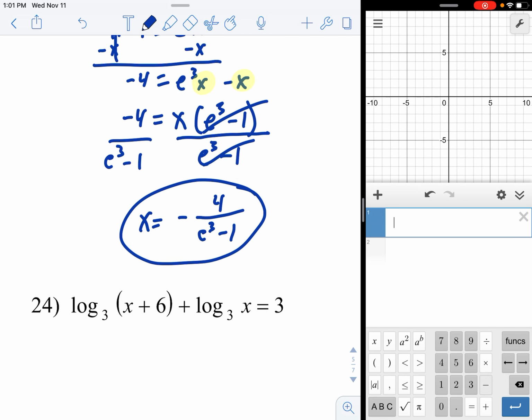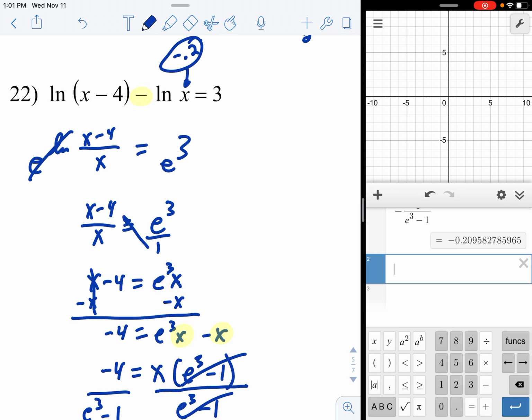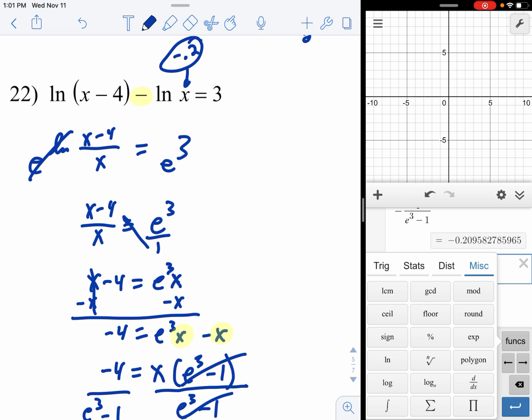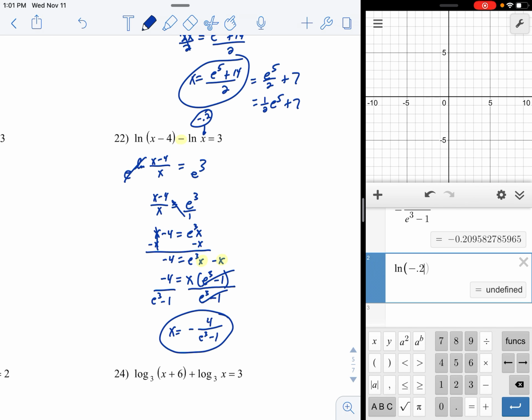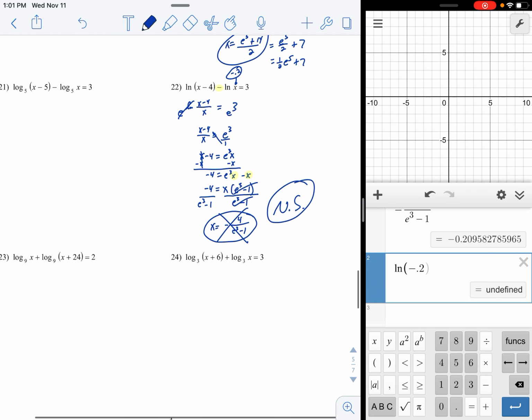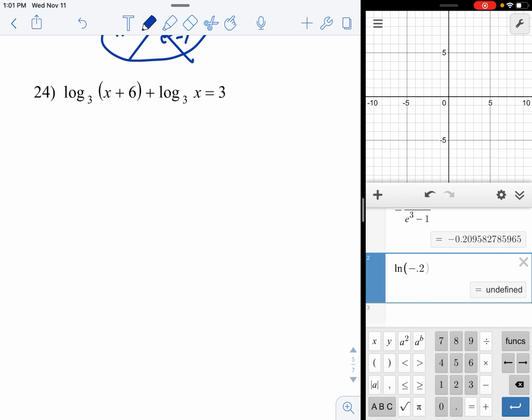So watch this. If I do negative 4 over e raised to the third power minus 1, I get a negative, let's say, 0.2. Well, if you plug a negative 0.2 in right here, you're doing the logarithm of a negative number, and that doesn't work, right? ln of negative 0.2, undefined. You cannot log negative numbers. So even though I went through all this work and I got this solution, there is no solution because you're not allowed to log a negative number. Ugh. That was intense.